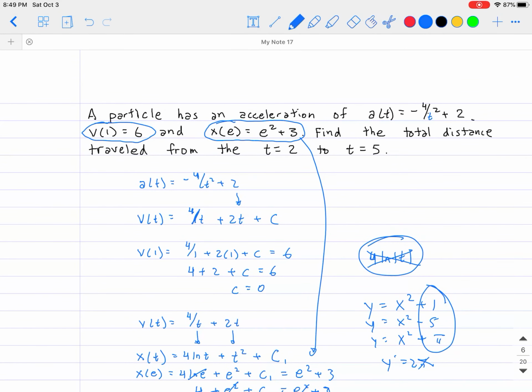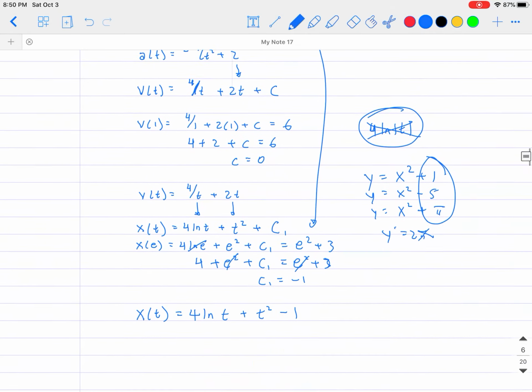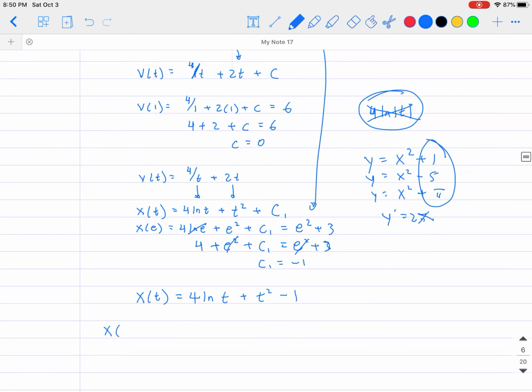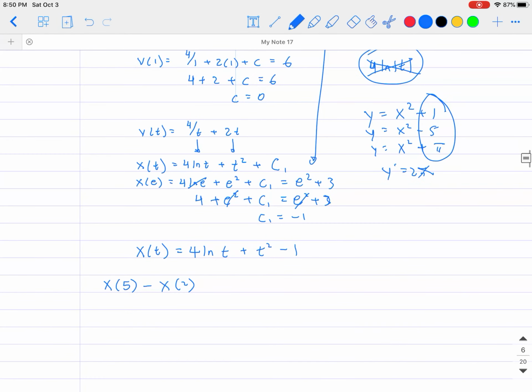Whew, that was a lot of work. Finally, what I need to do is find the total distance traveled from t is equal to 2 to t is equal to 5. So I need to find the change in distance between the two. My final answer should be x of 5 minus x of 2, because I'm going to plug 5 and 2 into the equation to find out what their displacement is and what its change is in this case. So my final answer is going to be 4 multiplied by ln of 5, plus 5 squared, minus 1, and then minus the other part, 4 multiplied by the ln of 2, plus 2 squared, minus 1.